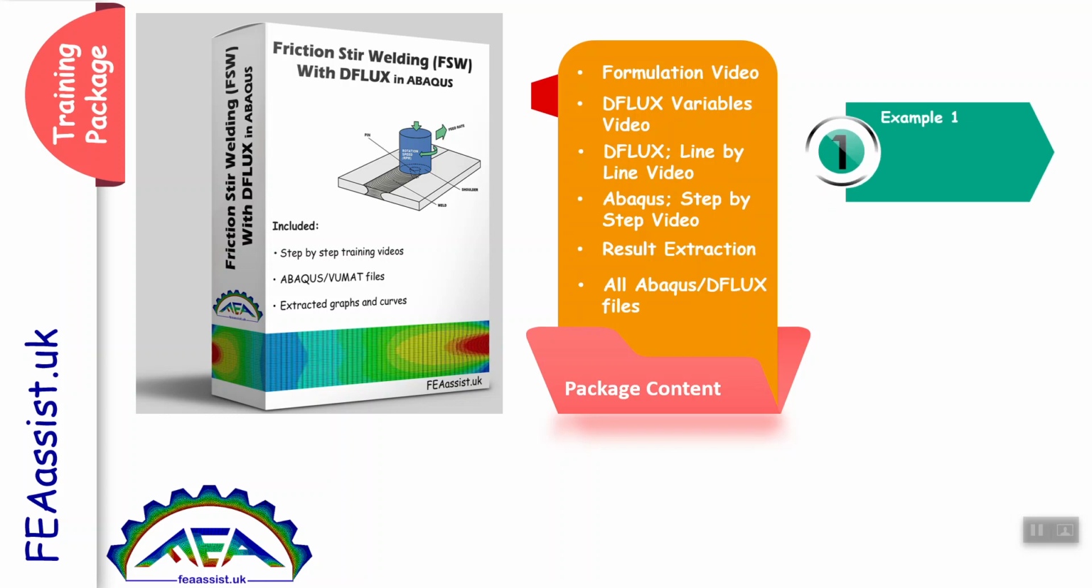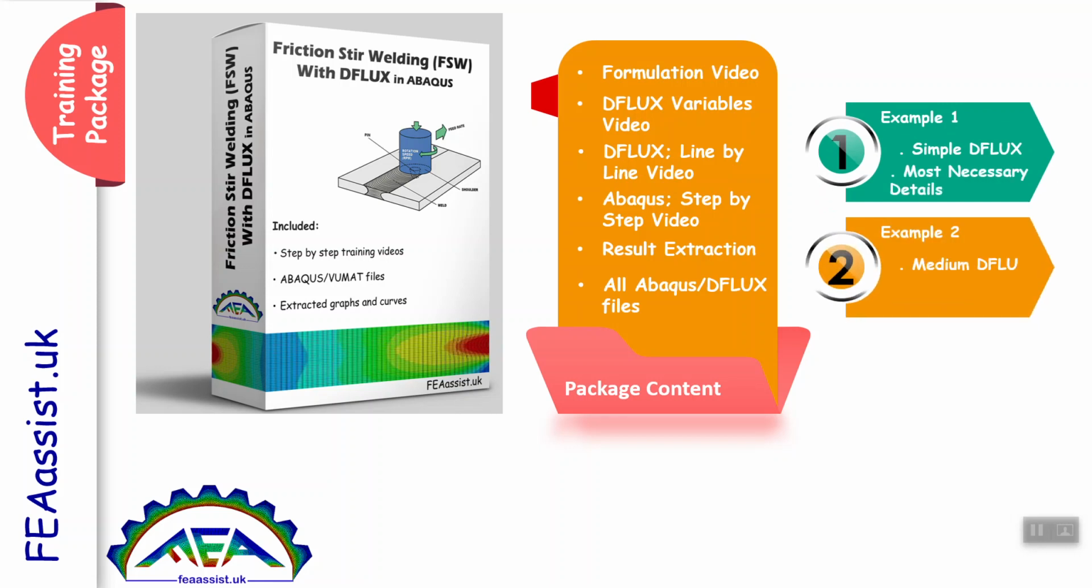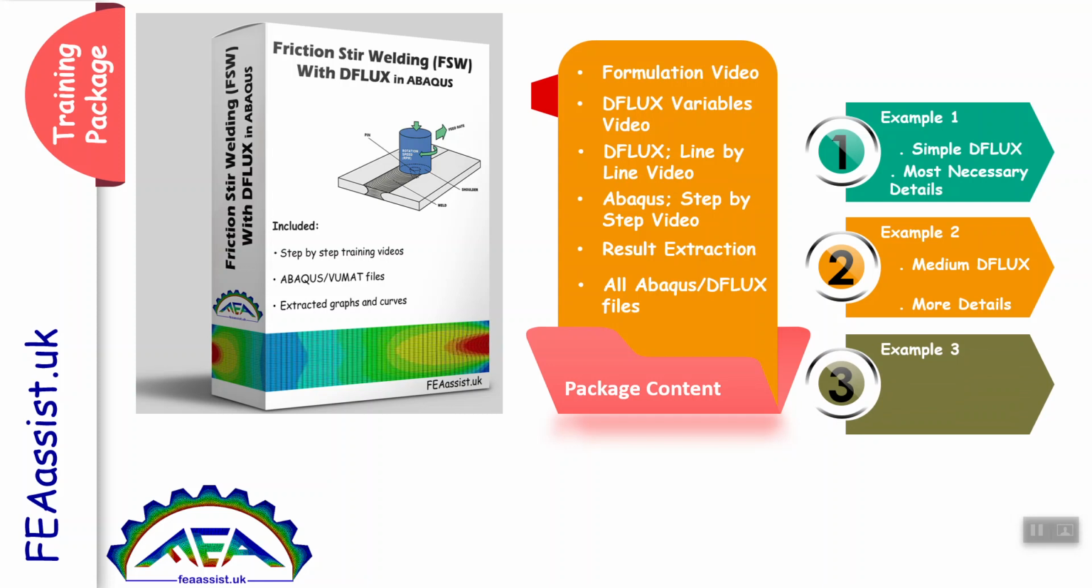This package includes 3 examples. Example number 1, which is a simple DFLUX, where the most necessary aspects are explained. Example number 2, which is a medium DFLUX, with more details explained for the experts. And example number 3, which is FSW, where the DFLUX for FSW and FSW with all details are explained.